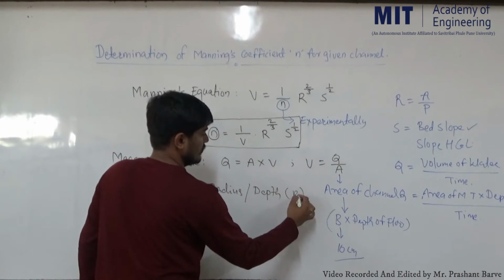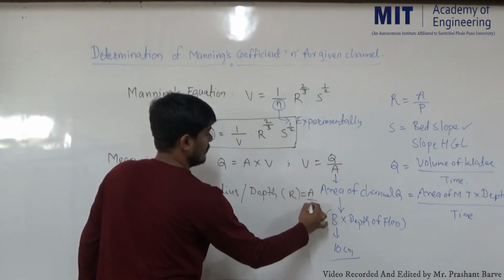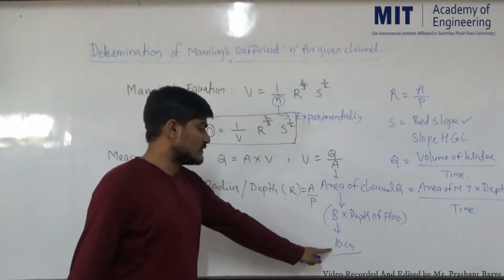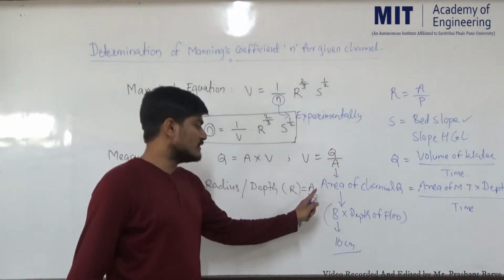We are going to represent it with R. R is going to be A by P, the weighted area to the weighted perimeter. The weighted area is nothing but this one, B into depth. Already we have this value.